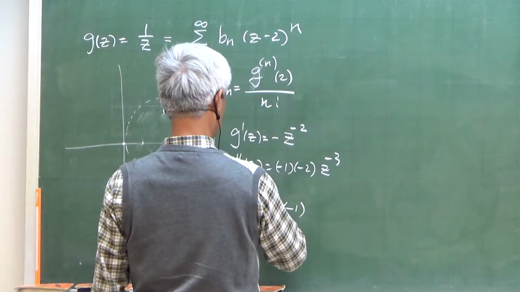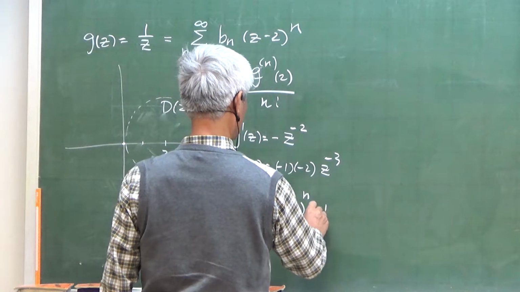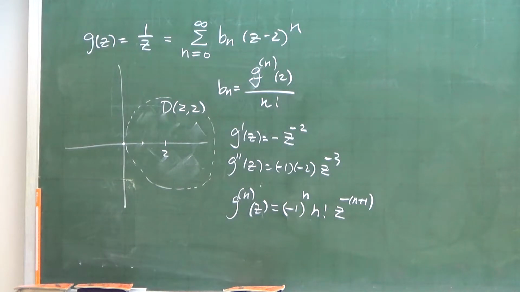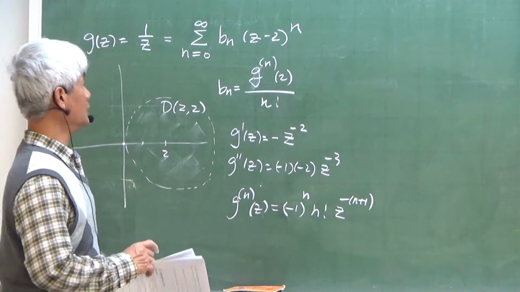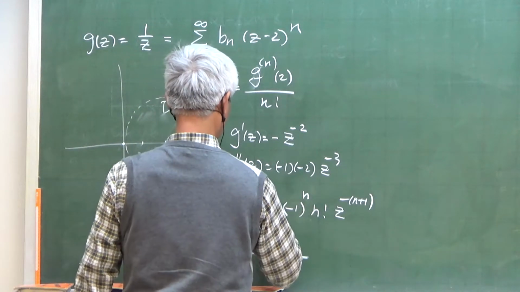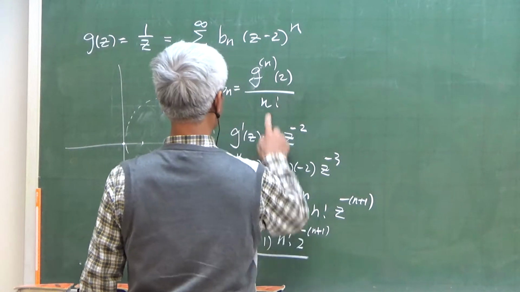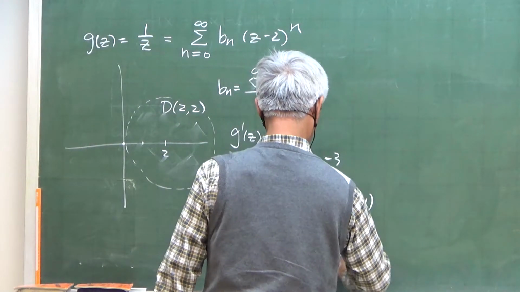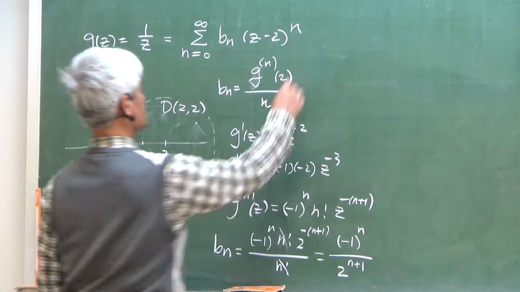n factorial. Okay, right? By induction, you can find the derivative here. So that Bn is minus 1 to the n times n factorial times 2 to the minus (n plus 1), and here is n factorial, so we cancel them, so you have minus 1 to the n and 2 to the n plus 1. Okay, and so you know what that is.